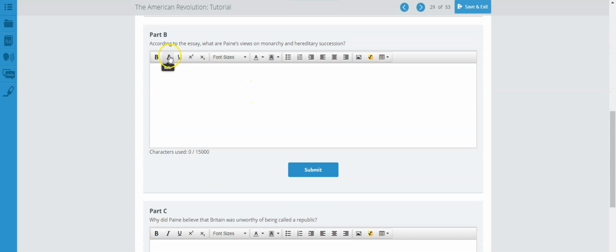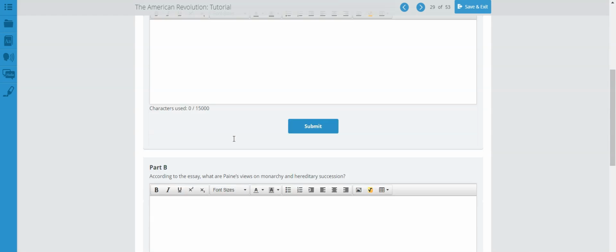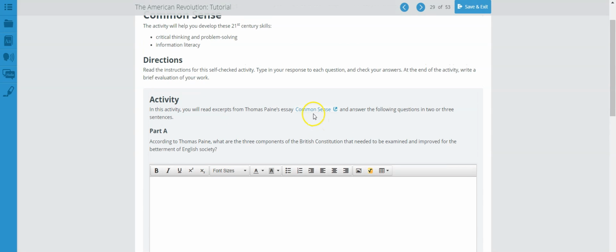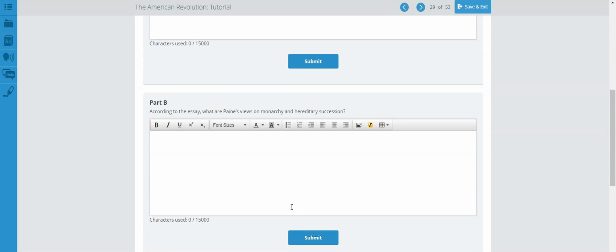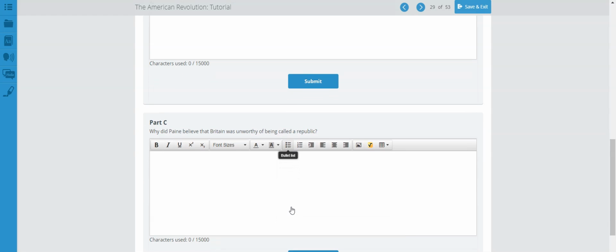Part B. According to the essay, what are Paine's views on monarchy and hereditary succession? Make sure you provide 4, 5, 6 sentences explaining what happened here. But again, you have to be able to read the Common Sense article in order to answer both questions, part A, part B, and the rest of the activity.